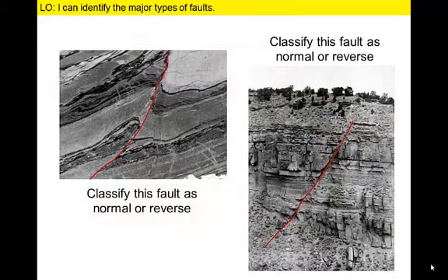Here are two more images of faults. Can you identify them as normal or reverse on the basis of the information provided? In the left-hand image, the hanging wall is to the left of the fault, and those layers have moved up relative to the ones on the right. Therefore, this is a reverse fault. In the case on the right, the hanging wall is again above the fault. However, in this case, the layers have moved down relative to the block on the right, so this must be a normal fault.